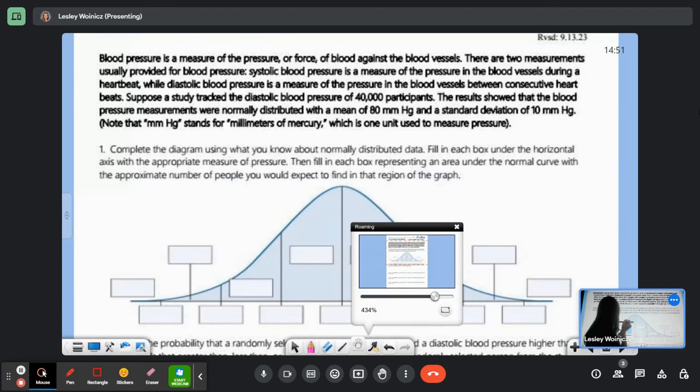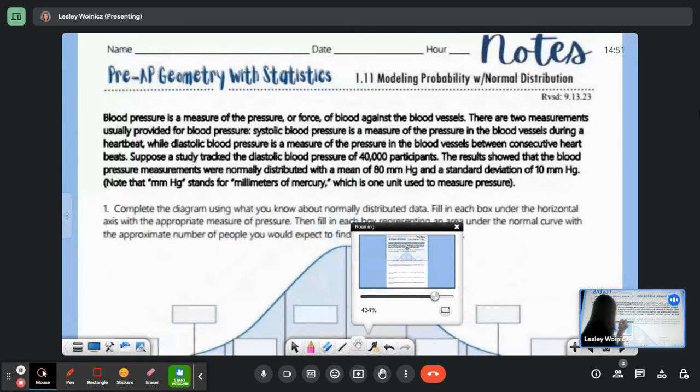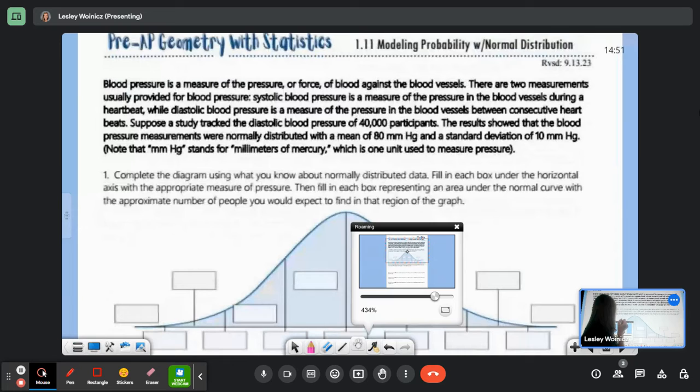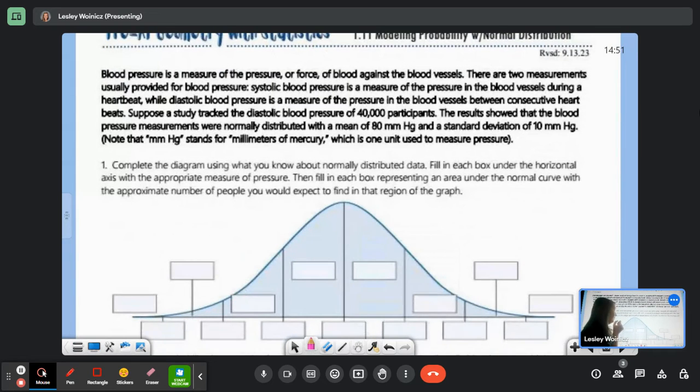Okay, so this is our 1.11 notes. We're going to read this little blurb about blood pressure. Now, I don't expect you guys have suddenly, after sleeping last night, turned into scientists. So we're going to try to figure out what the important pieces of information are from this blurb, okay? Because it's going to have a lot of crazy vocab in it.